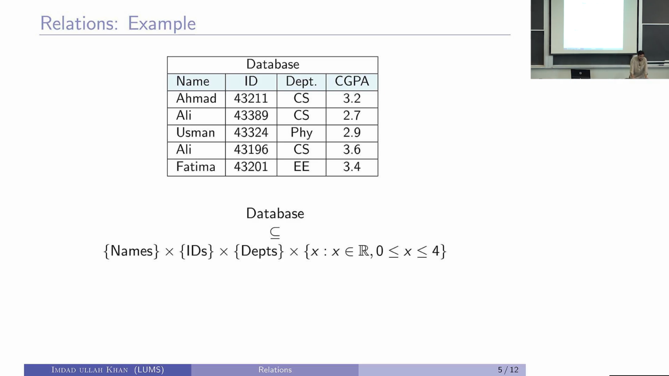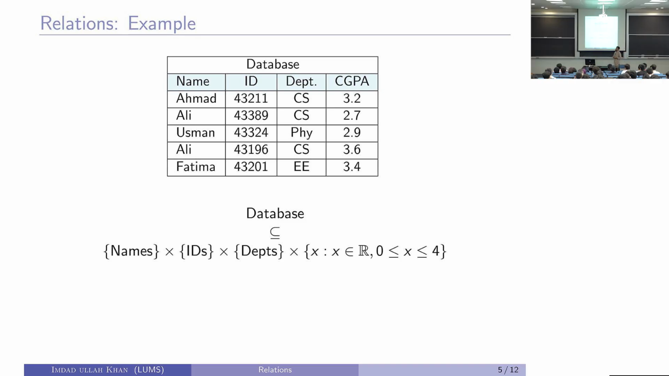What is the degree of this relation? What is the degree of this relation? 4. Why? What is another name for the degree? Columns or fields or attributes. And what is the cardinality of this relation?